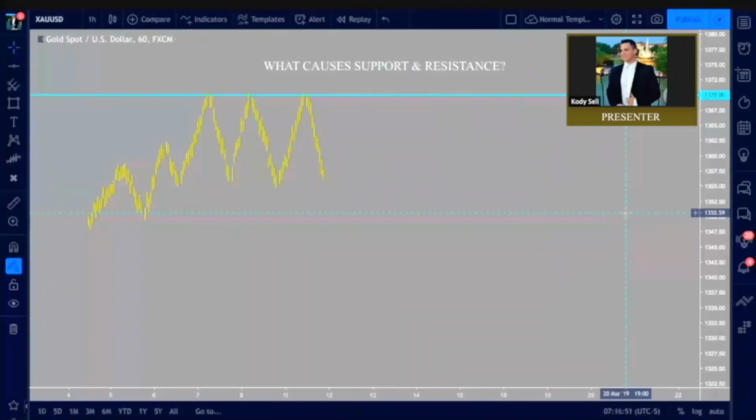The answer to what's causing support and resistance in the financial markets is supply and demand. Now, supply and demand is the underlying factor that drives every single piece of technical analysis, every single price movement. It's the reason for everything.